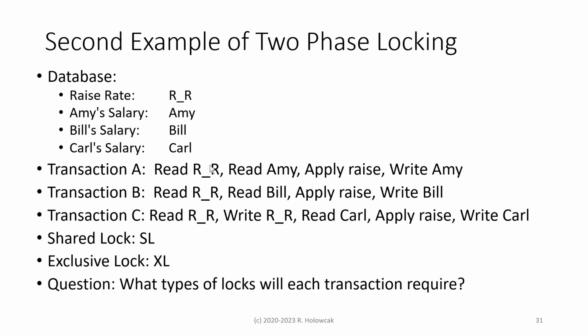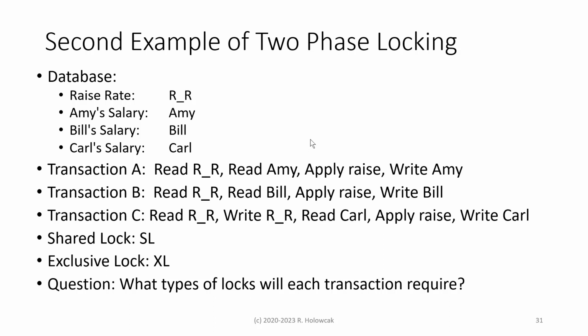So transactions A and B only need to read the raise rate. Transaction C will both read and write the raise rate. We'll indicate a shared lock with SL and an exclusive lock with XL. So the question comes up, what type of locks will each transaction require? You look at these 3 transactions, what sort of locks will they need? Exclusive locks, or shared locks, or some mix of the 2?